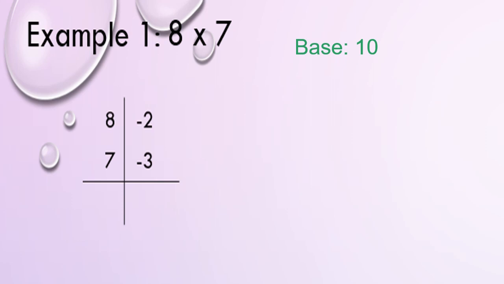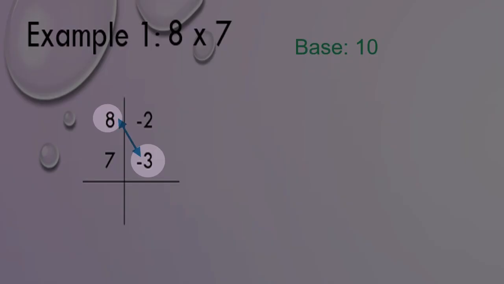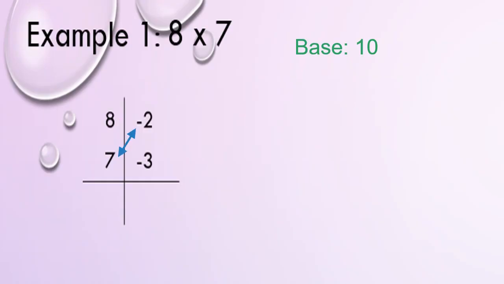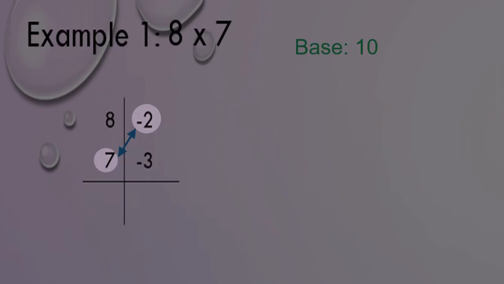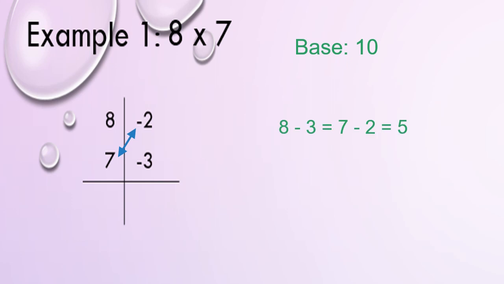Step 2, which is, we add or subtract crosswise depending on the sign. Because the sign is a minus, we will subtract here. So we do 8 minus 3 equals 5. We can also do 7 minus 2 equals 5. Both give us the same left-hand part of the answer, which is 5 in this case. So, we write 5 on the left-hand side of the vertical line.